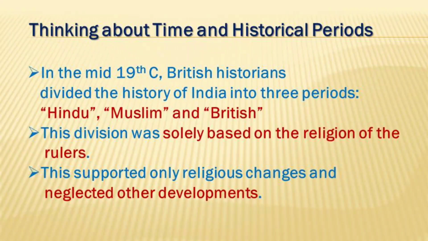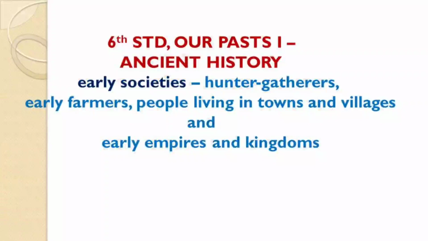So India is divided into three divisions, or India has three periods. The first one is the Hindu period, ruled by Hindu rulers. The second one is the Muslim period, ruled by Muslim rulers. And the third one is the British period, ruled by the British. So this is what the first chapter is all about.